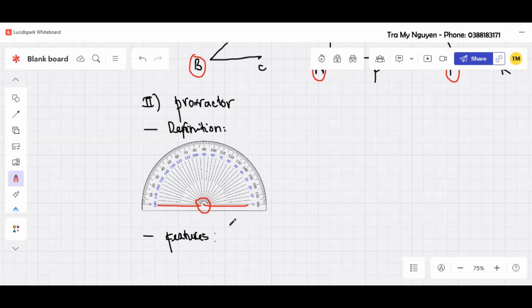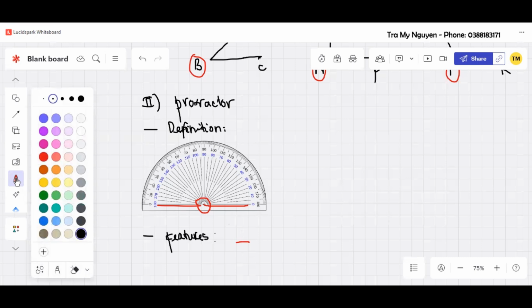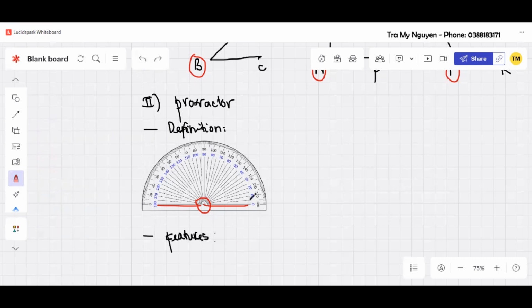So how to use it? Firstly, I will write something down. I will note the features down so that you can copy them into the notebook. First one, we have the central point in the middle. And also we have two baselines for each protractor.